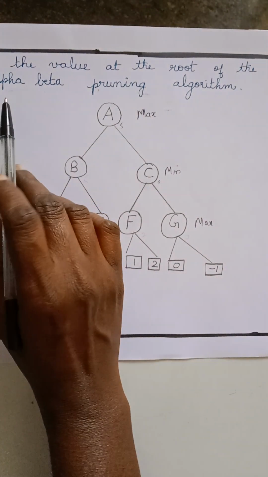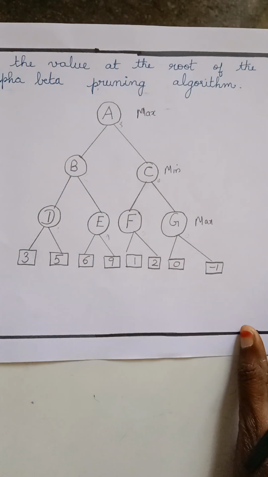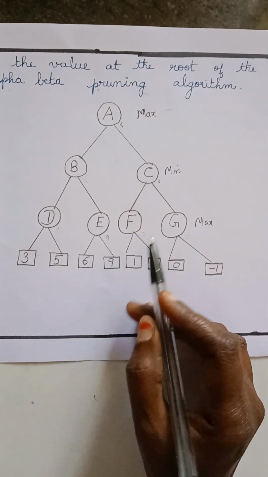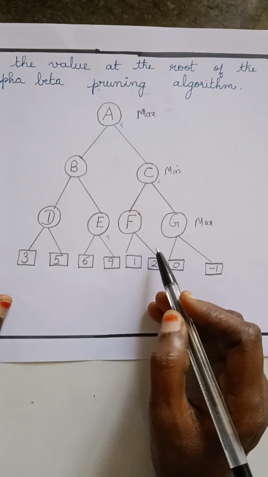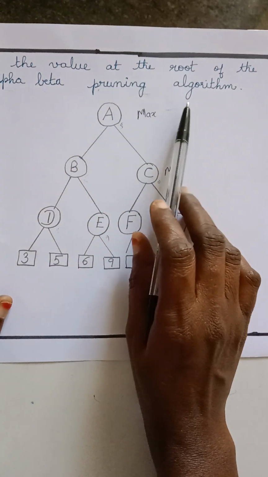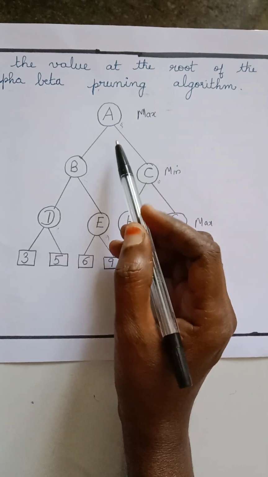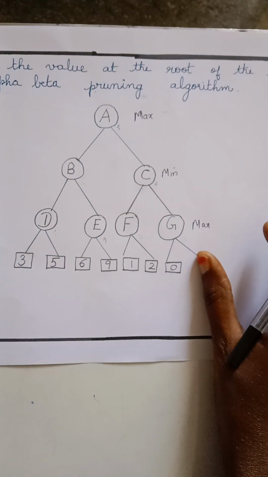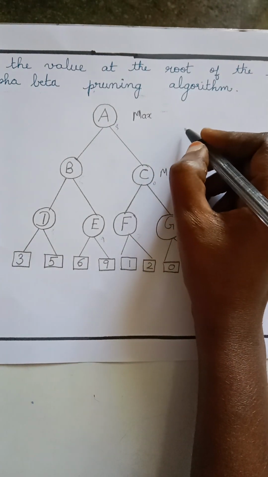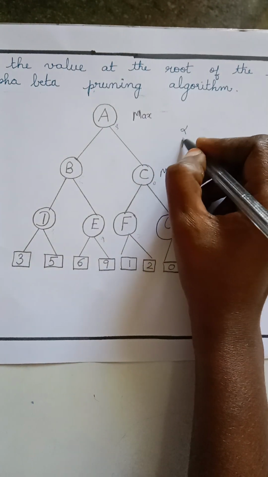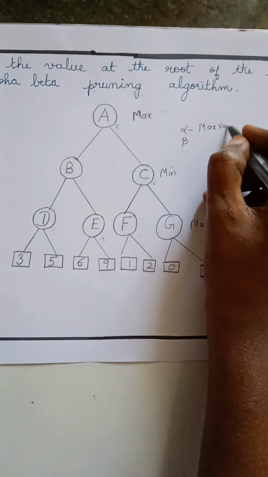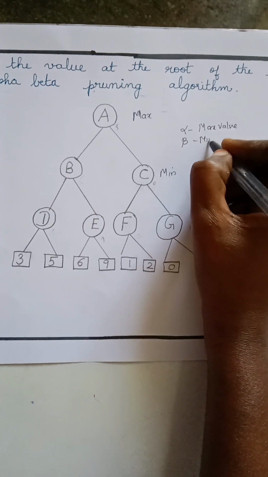But when we do alpha beta pruning, we find out which nodes we can prune, that is, we can cut or delete. We do not go through all the nodes. That's why this alpha beta pruning algorithm is used. In this algorithm we have to find out the values of alpha and beta. Alpha means the maximum value, beta means the minimum value.